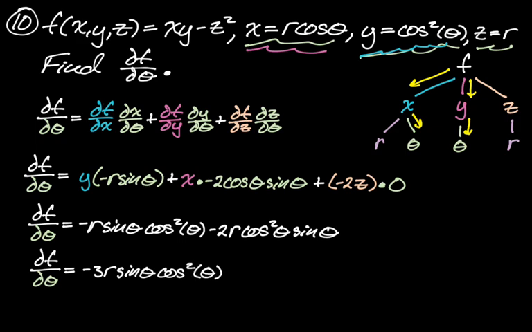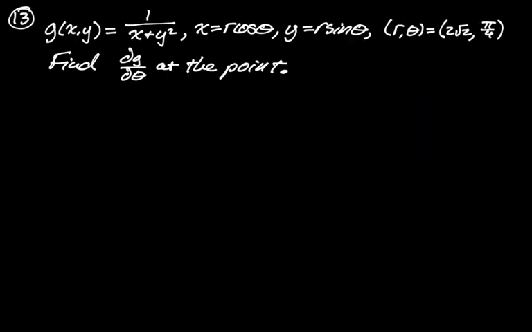All right, we got one more problem in this assignment, so let's see if we can do it. Number 13. G of x, y is 1 over x plus y squared. X is equal to r cosine theta, y is equal to r sine theta, and the ordered pair r, theta is going to be 2 root 2 comma pi over 4. We want to find partial g partial theta at the given point.